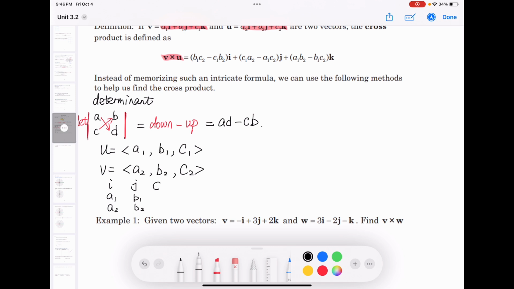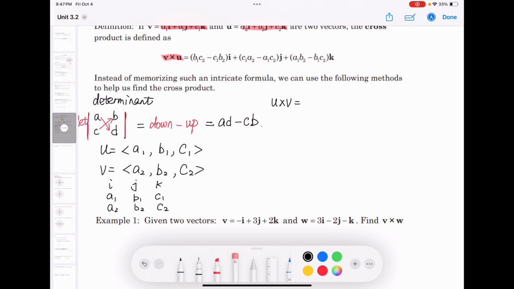For the K component, it is C sub 1, C sub 2. And looking for the cross product, we say U cross V. It is equal to, first, this one must be a vector. Vector needs to have the I, J, and the K part. But in front of the I, J, K, I don't know what they are. Let's figure out what they are.